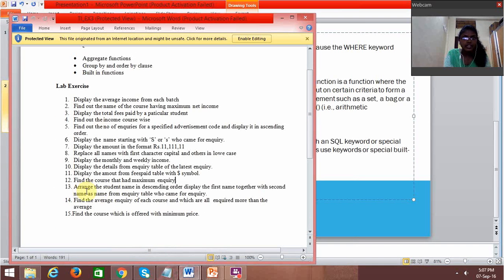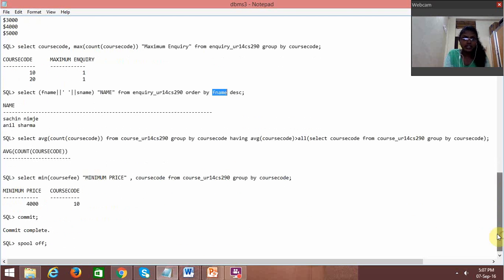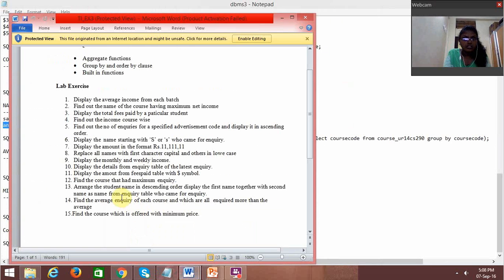Next we have is arrange the student name in descending order and display the first name together with second name. So how do we do it? We just have to first name and the last name should be shown, and we have to order them. So order by is a clause wherein you can, or if you don't mention descending, it would order it in ascending form. Since we are using F name, that is in ascending of capital letters, alphabetical order. So since we are using descending, that is why first S and then A. Then we have arranged a student name.